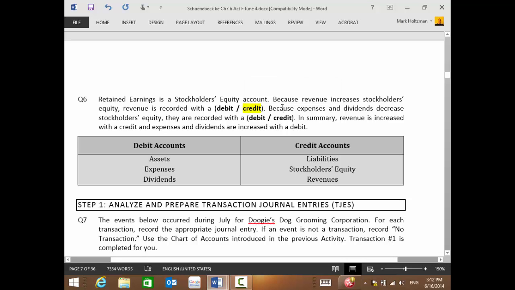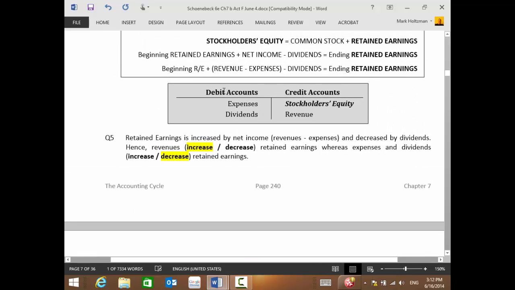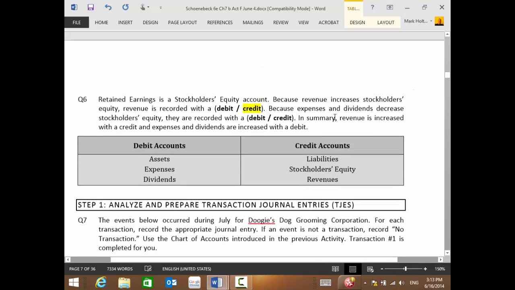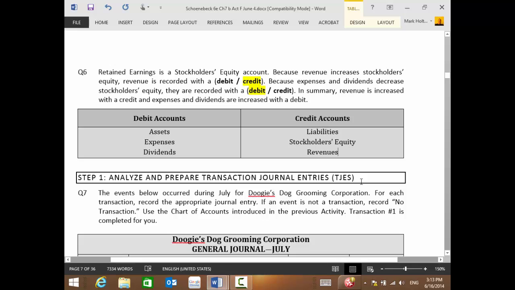Because expenses and dividends decrease stockholders' equity, they are recorded with a debit, because they're subtractions from stockholders' equity, just like I showed you up above here. Likewise, down here. Now, this is the grand map. You can tattoo this on your arm or something so you don't forget it. Well, but then you'd have to cover it for the exam. This is everything in one little picture. Debit accounts are assets, expenses, and dividends. Credit accounts are liabilities, stockholders' equity, and revenues.